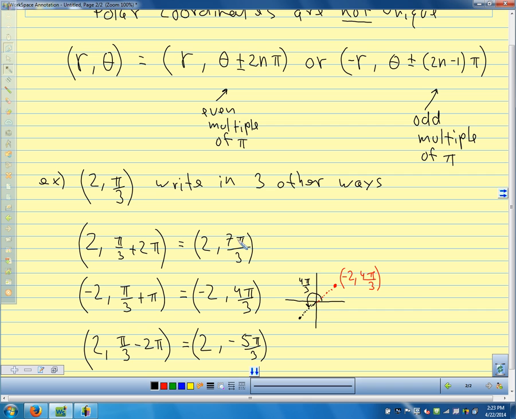I could also add or subtract 2 pi from any of these, and I would get to the same point. I could change the sign on the radius and add or subtract pi to any of these and get to the same point. So we could write our point in lots of different ways.